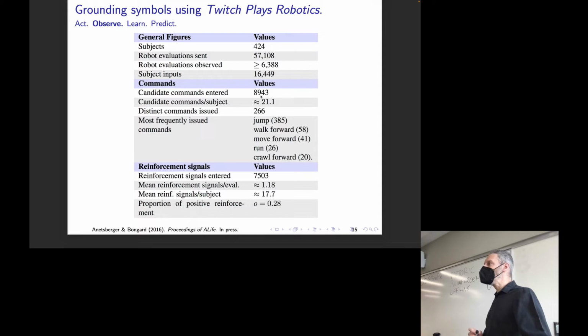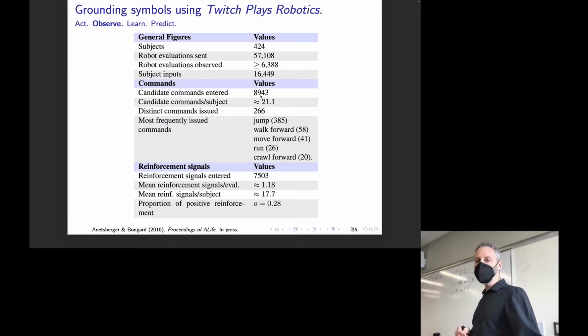Remember that people could type in commands or reinforcement. We had people type in almost 9,000 commands. On average, each human subject in this study typed in a little over 21 commands. So some people would come and type in no commands at all. They would just type in yeses or nos. A few people would type in jump or solve Fermat's last theorem and then leave again. There are a few people that typed in commands over and over and over again.